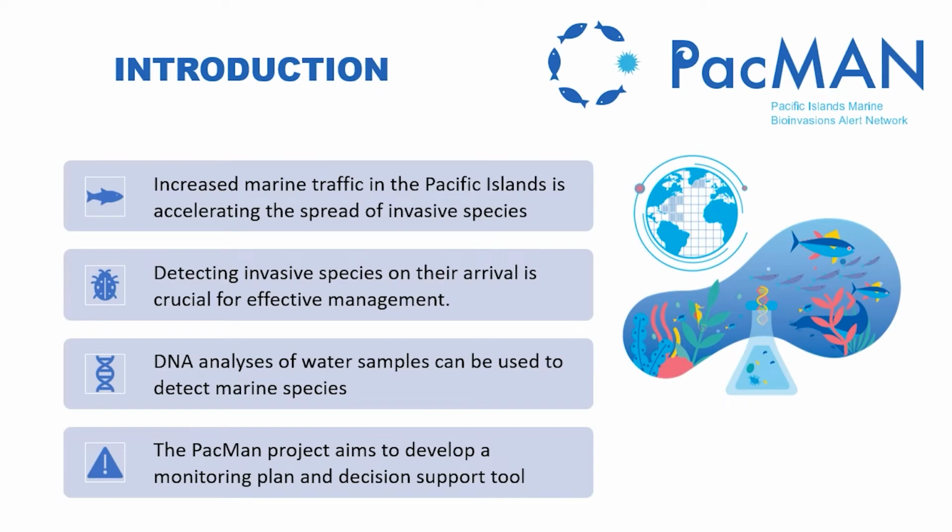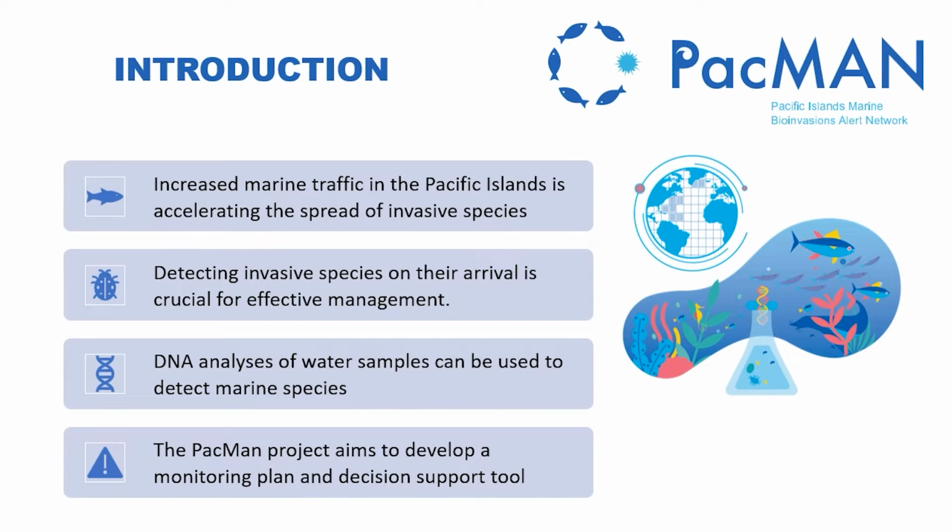So our program is called PACMAN, which stands for Pacific Islands Marine Bioinvasions Alert Network. And our objective is to detect invasive species on their arrival in the Pacific Islands, or in this case, Suva, Fiji. Why we're doing this is because increased marine traffic is accelerating the spread of invasive species. These invasive species pose a major threat to the local ecosystem and the livelihoods that depend on this ecosystem.